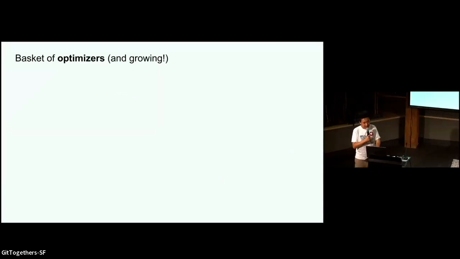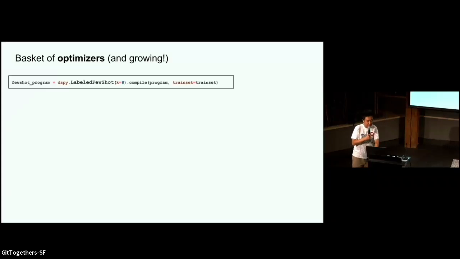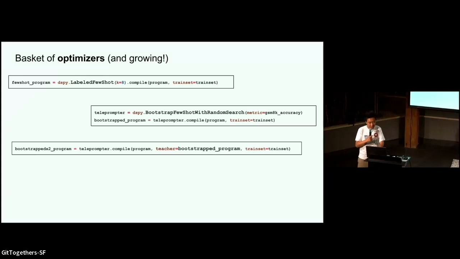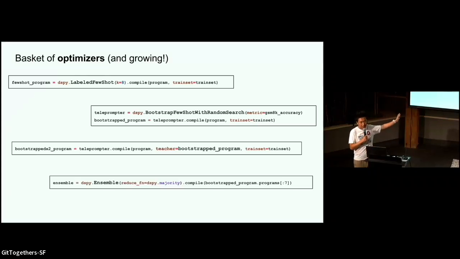There is a large basket of optimizers in DSPy, for example, labeled few shot, bootstrap few shot with random search, and ensemble, a lot of that. There are more optimizers coming along. I think this is the main direction of development of DSPy. We're trying to develop more optimizers so that you can use those not only to turn your program into a few shot program, but maybe also to optimize the prompt as well.